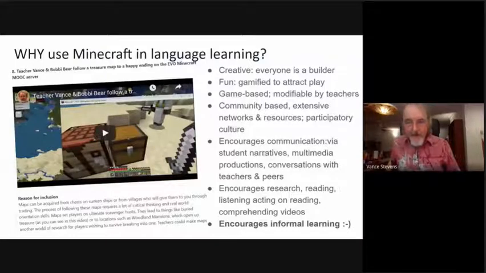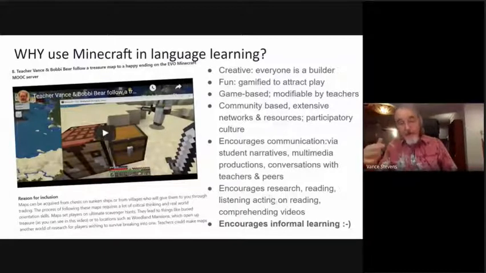It encourages communication. Students will narrate what they're doing. They create multimedia productions. They have conversations with teachers and peers. So there's a lot of communication going on. It encourages research. Students are always reading, listening to things, and then acting on reading or what they listen to. And comprehending videos, very good for pronunciation.